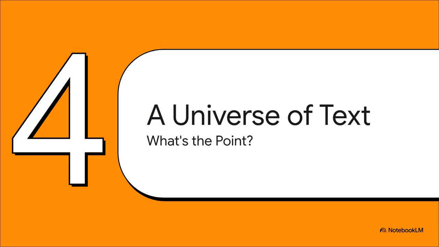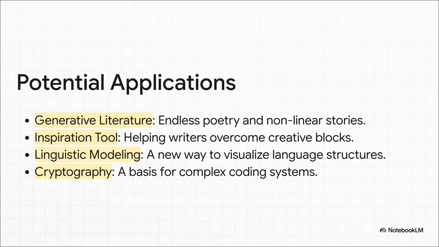So, okay, we've got this really elegant, really complex system for making text out of shapes. It's cool, but what's the point? I mean, what can you actually do with a universe of text built from tetrahedrons? Well, it turns out the possibilities are surprisingly huge. You could use it for generative literature, creating endless poems or nonlinear stories that you could just explore forever. Or what about as an inspiration tool for a writer with writer's block? The system could spit out these unexpected but totally valid story connections. For linguists, it's a completely new way to visualize how language is structured. And of course, for cryptography, anytime you have a system that links symbols with complex, hidden rules, that's a potential goldmine for making super strong codes.